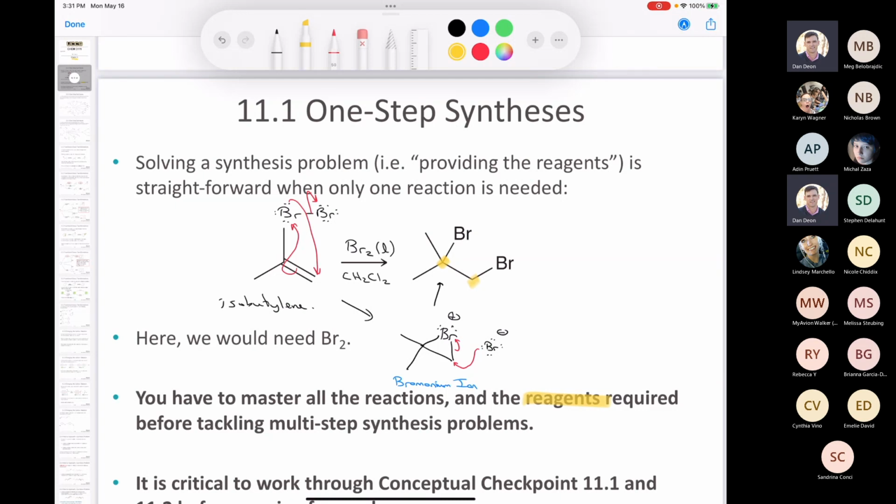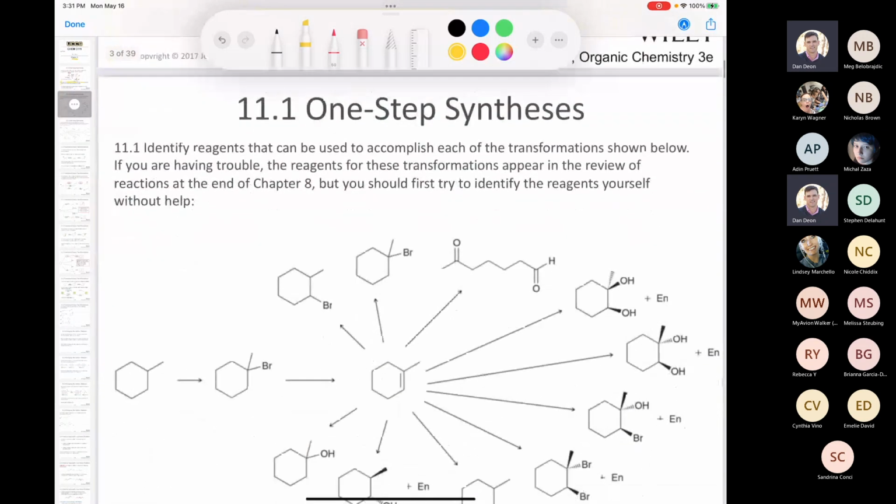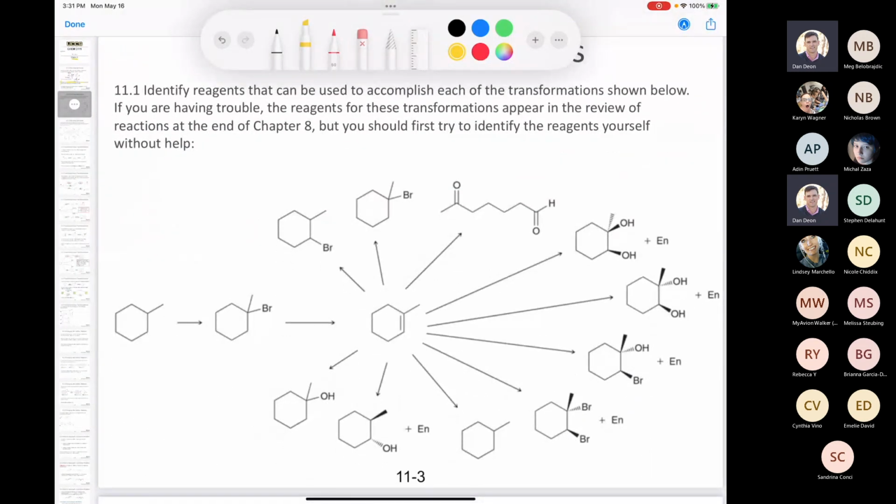So Gemini, like twins. And here you can see that David Klein himself says you have to master all of the reactions and the reagents required before you can take on any multi-step problem. How are you going to memorize all these reactions? For some students, it's flashcards. For other students, it might be, I don't know, maybe they come up with a limerick or something. For me personally, I've always found that just practicing the reagents, writing them down over and over and over is the best way for me to remember those. But you've got to find some kind of strategy that enables you to memorize all the reagents to do all these transformations that I have on this slide here.